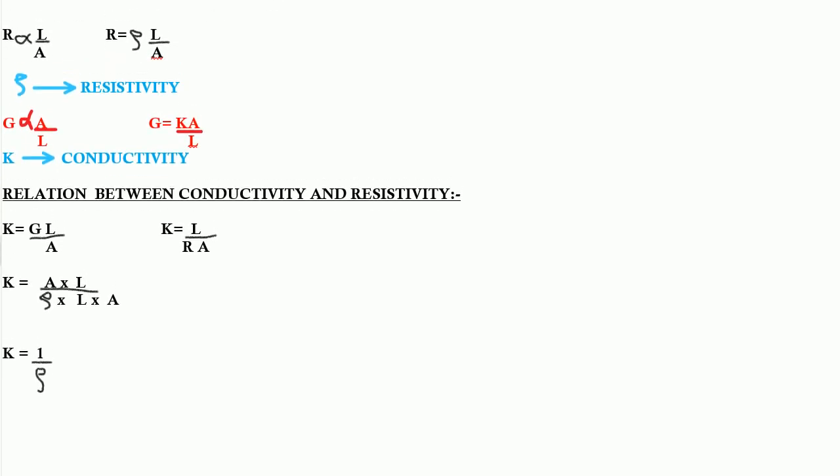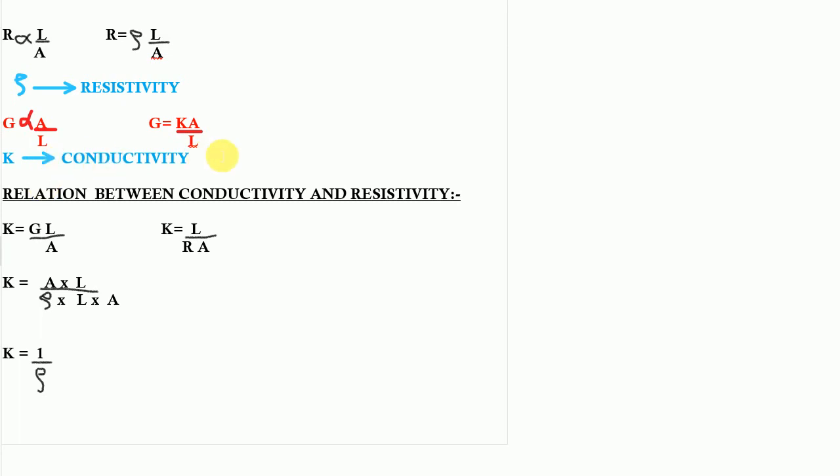As we all know, G is equal to 1 upon R. And what is the formula for R which we have got? R is directly proportional to length and inversely proportional to A. A similar condition is going to apply over here. Since G is the inverse of R, over here we will get the inverse of this, which is A upon L. And again, if you want to substitute this proportionality sign with the equal to sign, you have to put a constant over here. The constant which you put over here is K, and this K is known as conductivity.